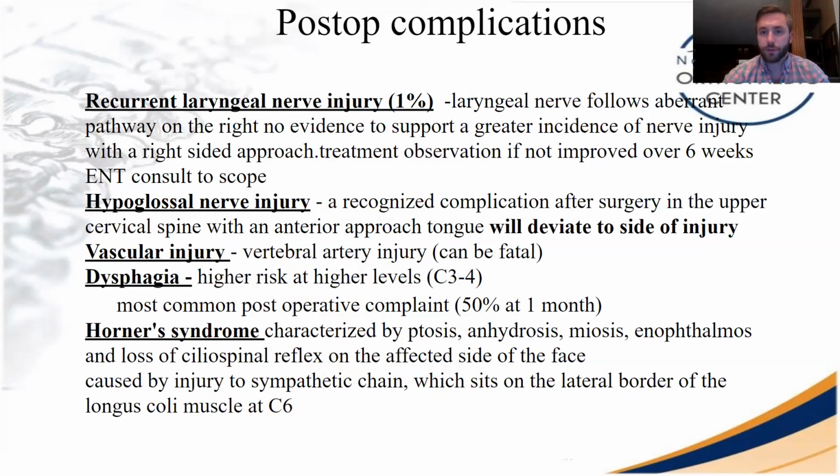Hypoglossal nerve injury, this is more common with higher levels in the cervical spine. The vertebral artery, again, this is rare, but this can be fatal, or this can cause a stroke.